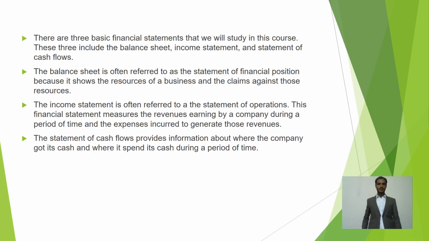There are three basic financial statements that we will study in this course. These three include the balance sheet, income statement, and statement of cash flows. The balance sheet is often referred to as the statement of financial position because it shows the resources of a business and claims against those resources. The income statement is often referred to as the statement of operations. This financial statement measures the revenue earned by a company during a period of time and the expenses incurred to generate those revenues. The statement of cash flows provides information about where the company got its cash and where it spent cash during a period of time.